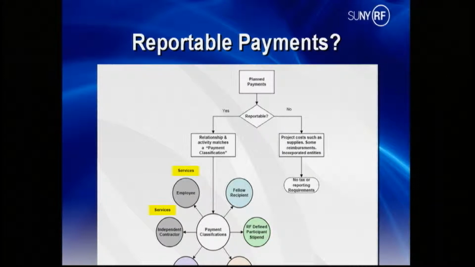You'll also notice that we've got services next to employee or independent contractor. So when we talk about these different payment classifications, we're talking about services and non-services. So the 6 different ones that we look at and report on are employees, independent contractors, fellows, something we call a participant stipend, royalties, or rent.